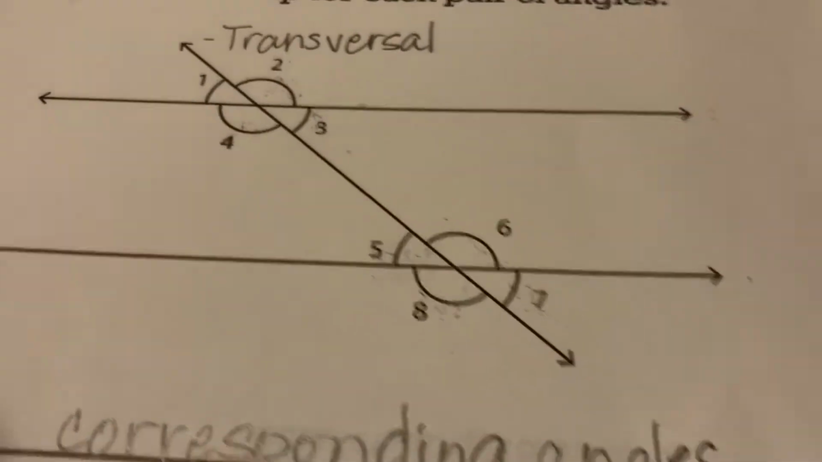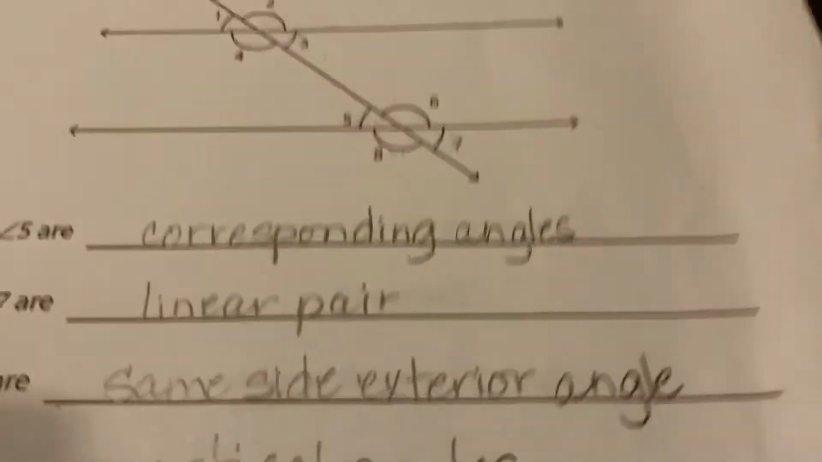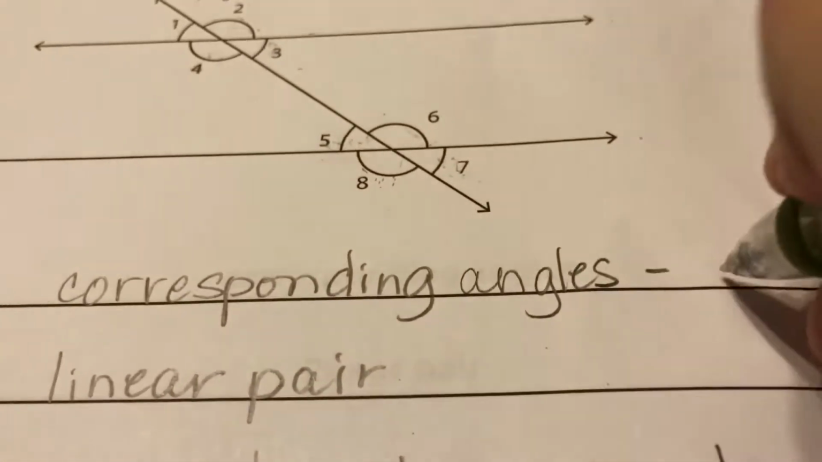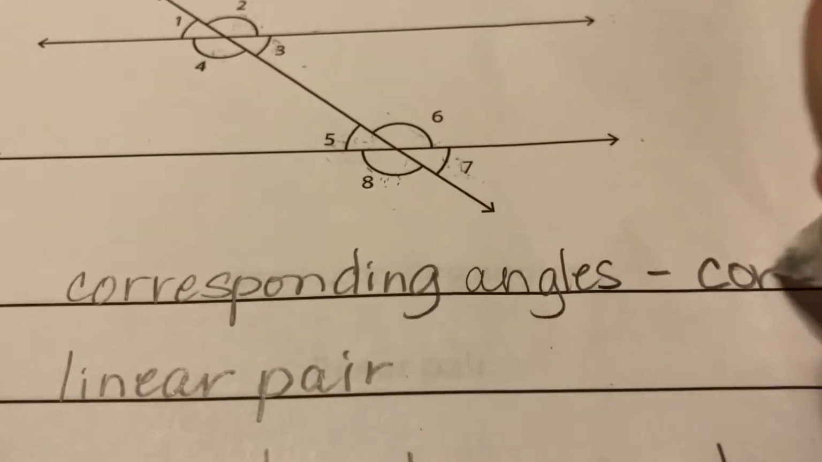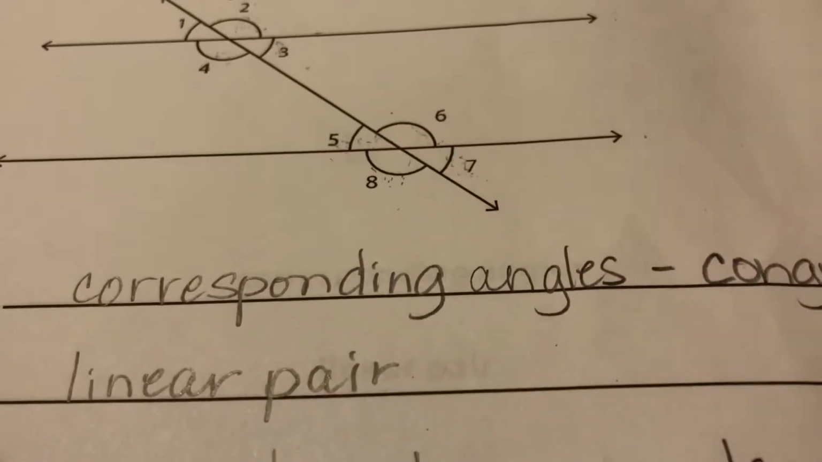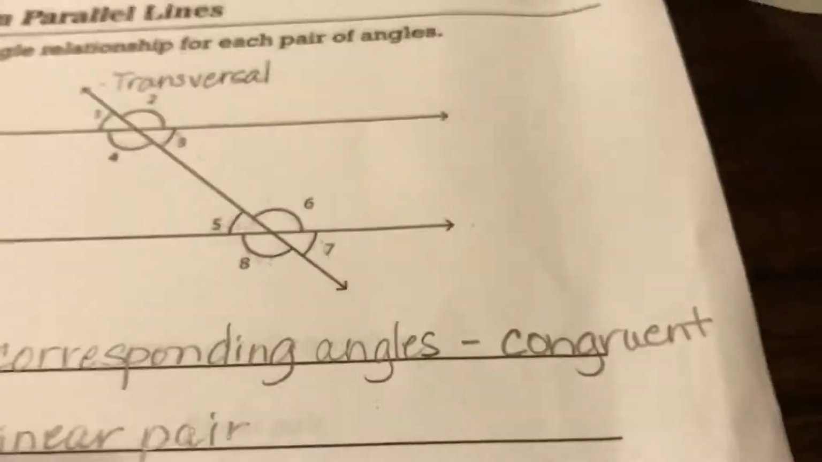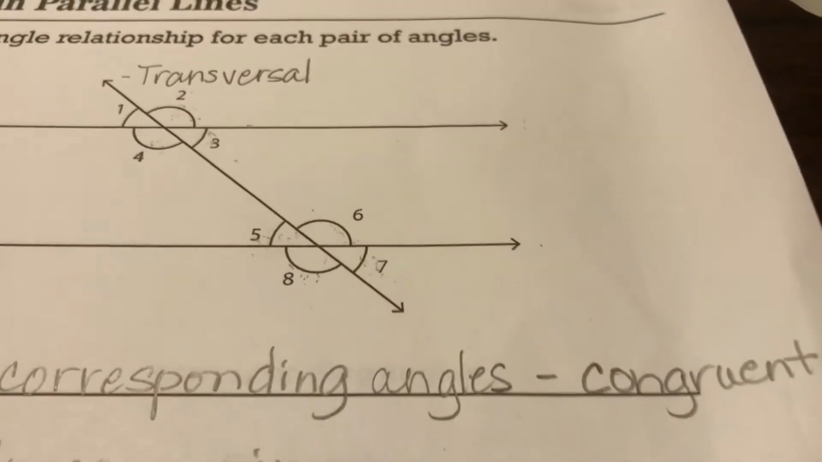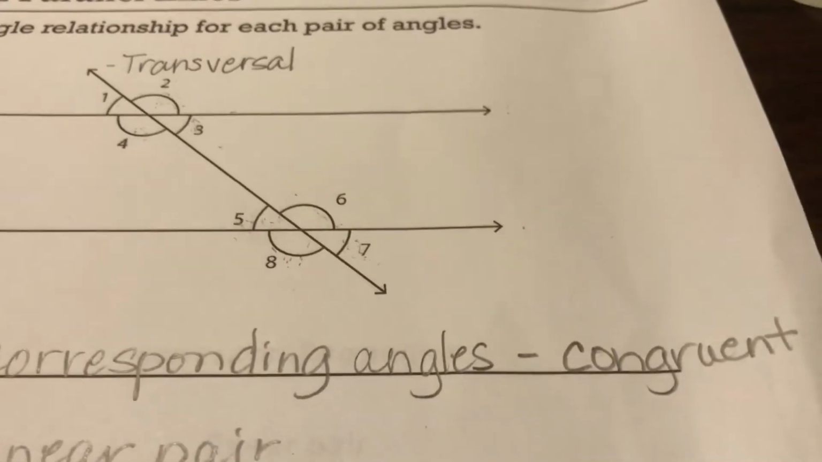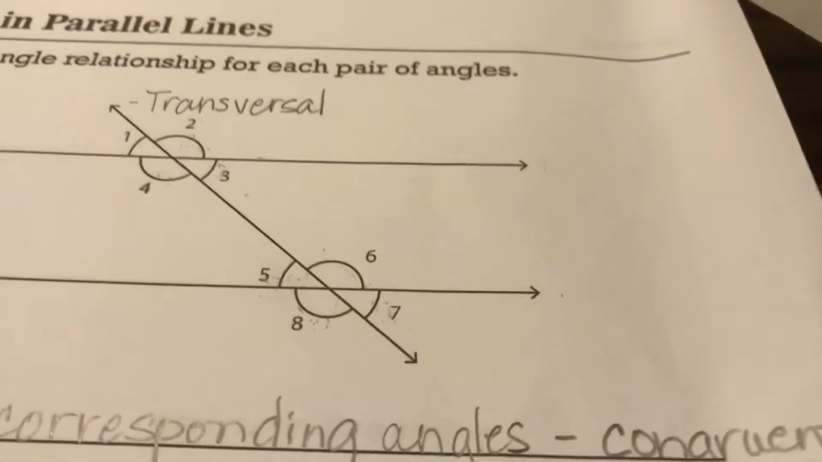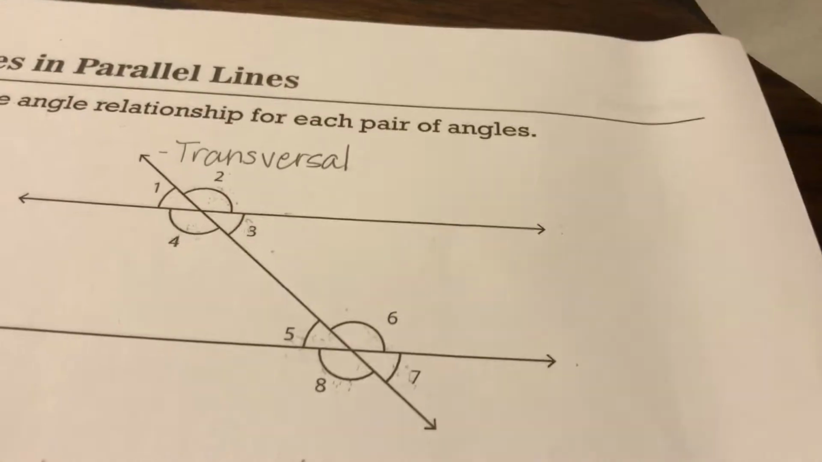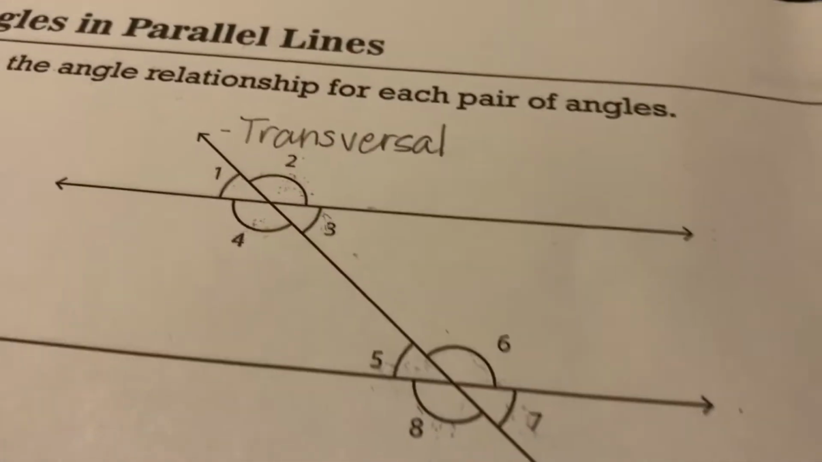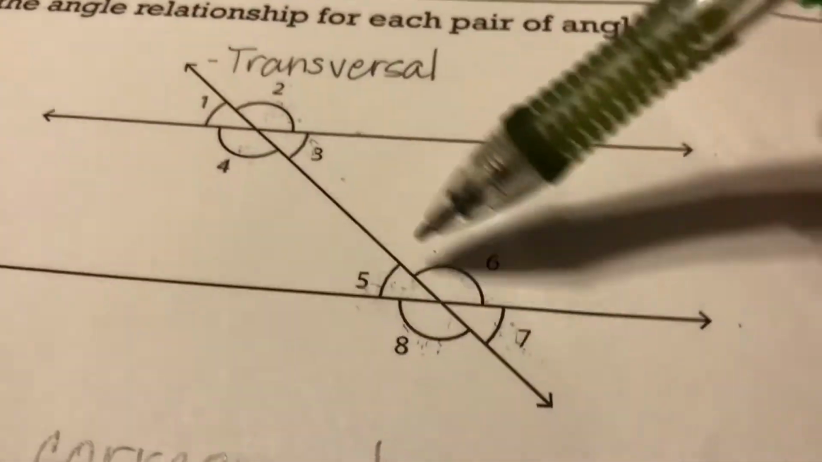So I'm going to put that over here by where we put that they were corresponding angles, and I'm going to put that they're congruent. They're going to be the same. They're going to have the same angle measure. Whenever we work problems, that's going to be important, understanding that those two angles are going to have the same measurement.